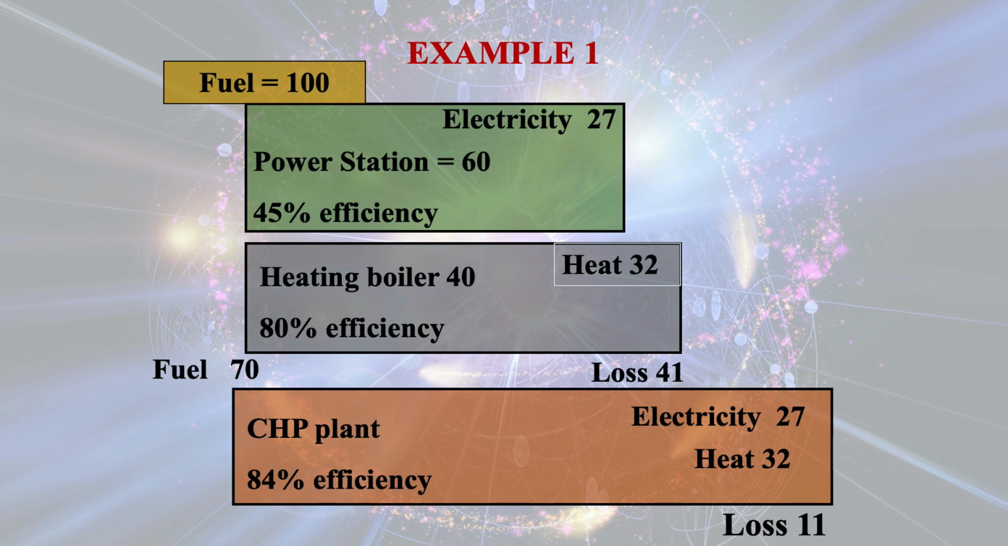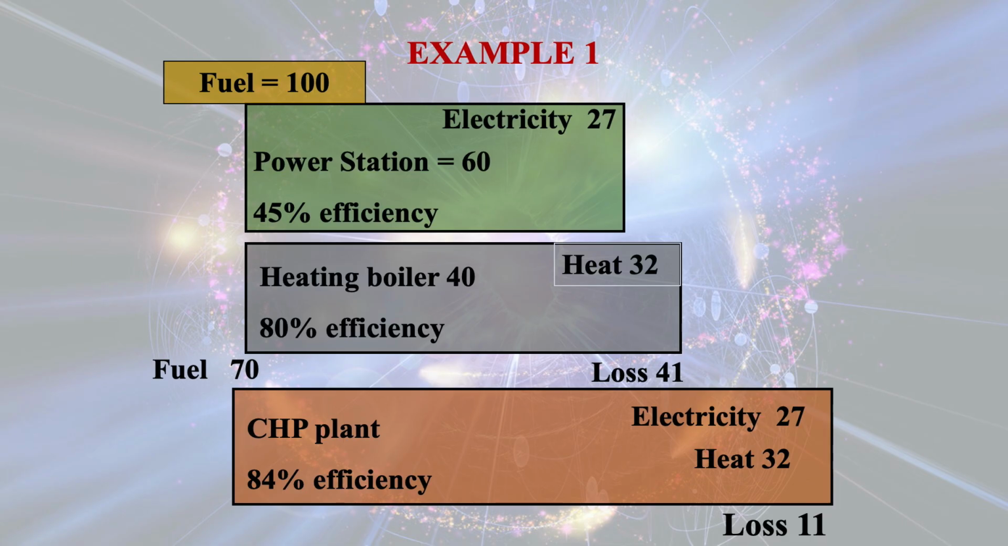Now for heating of boiler, 40 unit is given and the efficiency of the boiler is 80%. So 40 into 0.8, that is 32 unit of energy. So 32 unit of energy we are getting from the boiler.